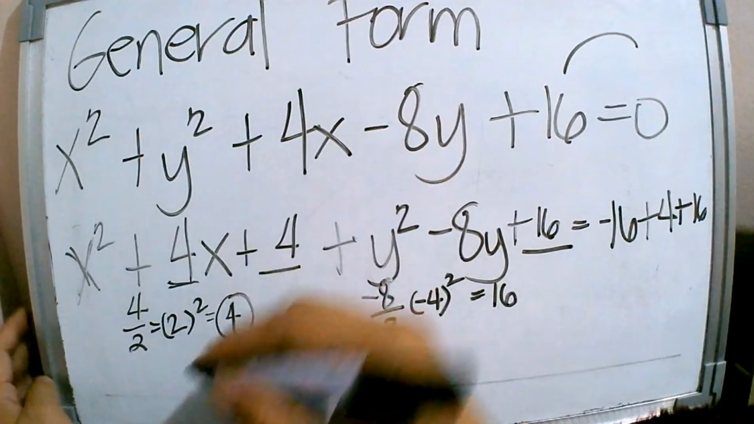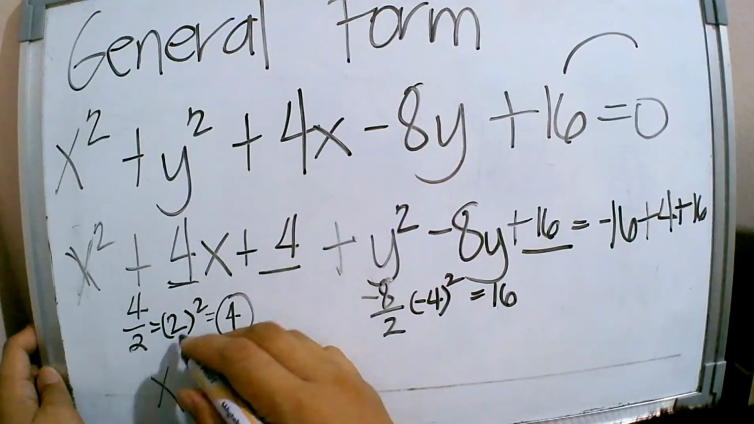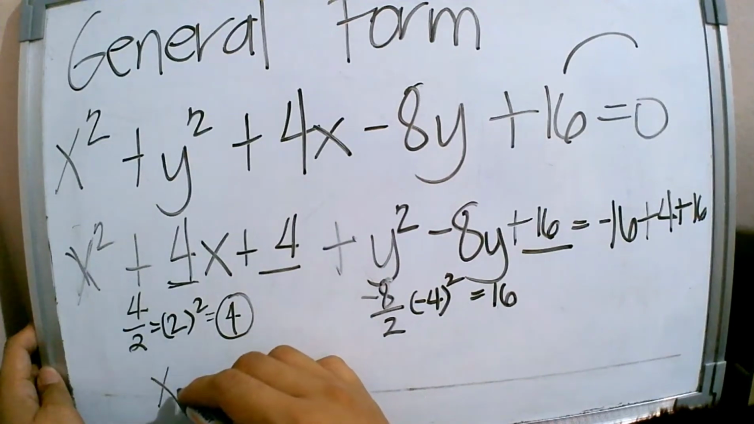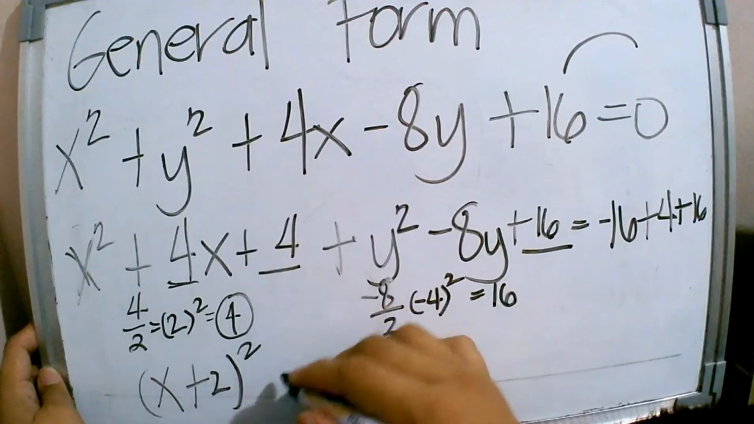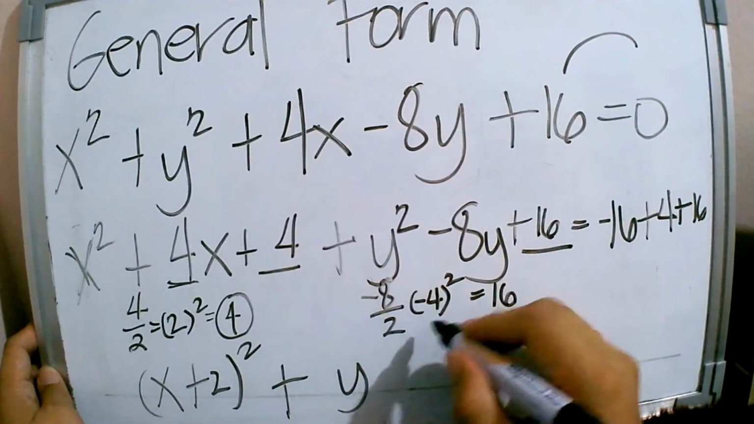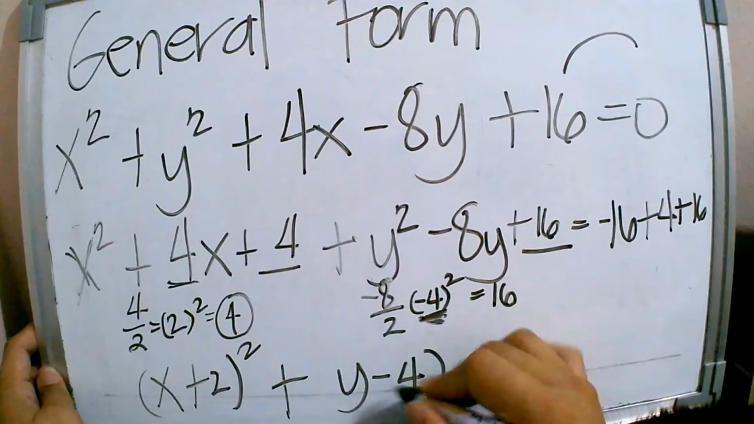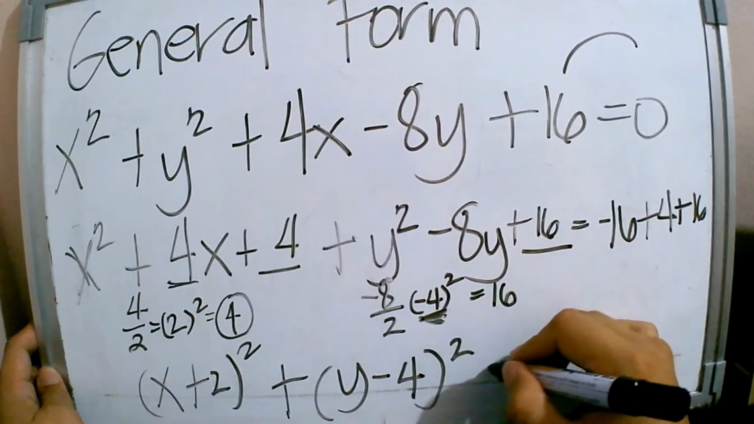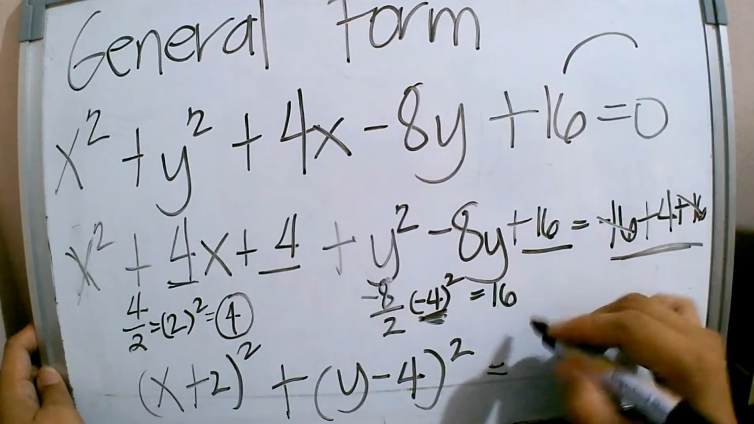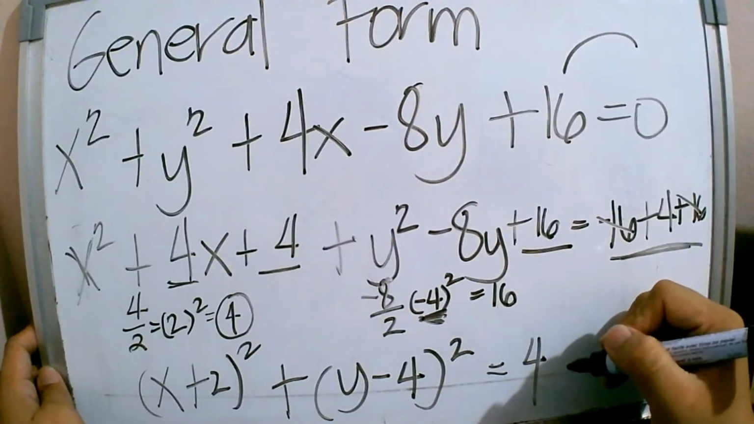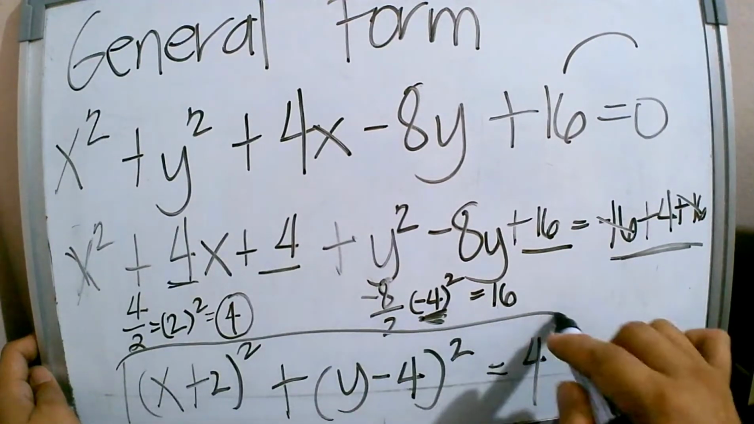Then equate. So we have x, this will be your term, the second term of the binomial, the perfect square binomial. So we have x plus 2 squared plus y, and this will be the second term of the binomial, negative 4 squared, is equal to, then add all of this. So negative 16, positive 16, so we have 4. Okay, so this is in standard form.